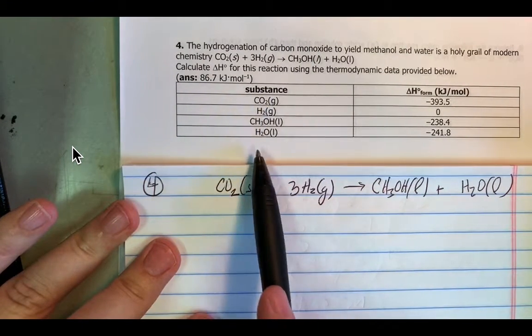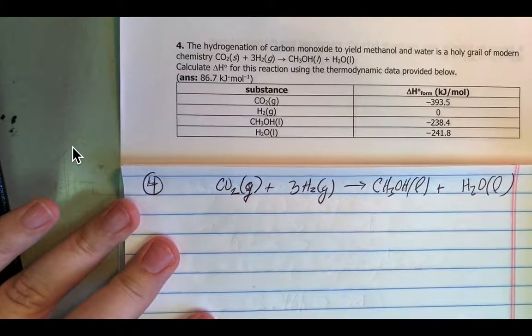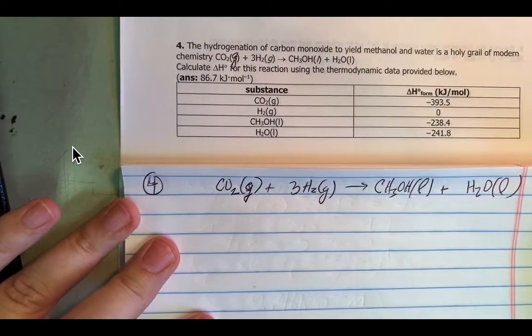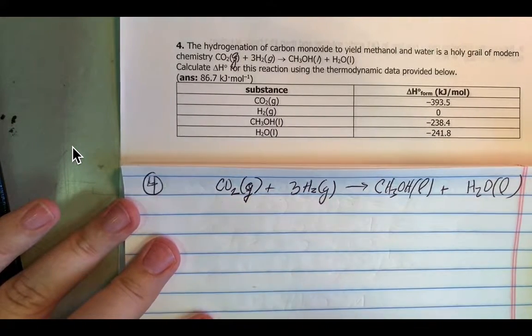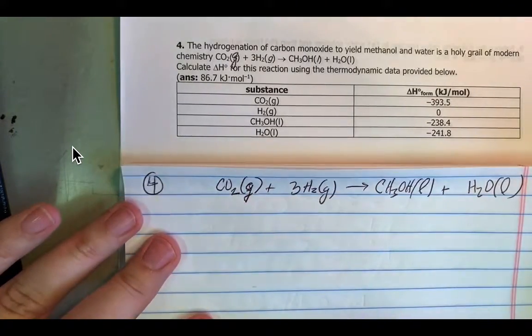Sometimes I might be lazy and not put the state symbols, but if you have a table that has, for example, the solid, liquid, and gas, then they would have different delta H's of formation. So we need to make sure that we have the correct forms when we go up there.